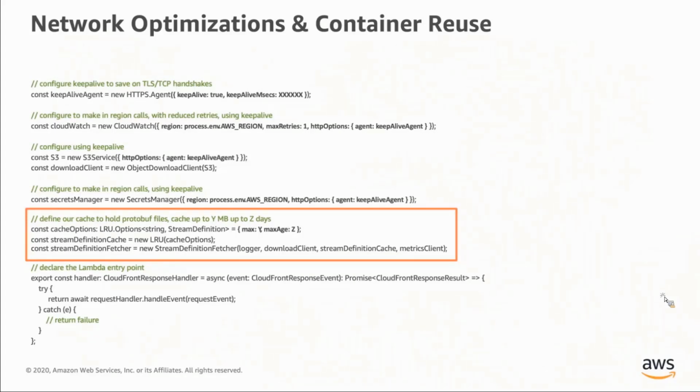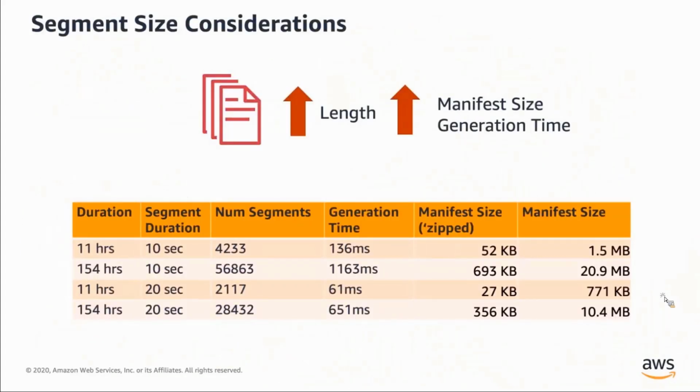Now, as we were working on our Lambda code and trying to optimize it, we observed another optimization that we could take advantage of. If you were to draw a comparison between the length of our content versus the manifest size, we saw that as the length of our content increased, so did the manifest size. And because the size of the manifest increased, the time to generate that also increased. But if you were to increase the segment size, not only does the manifest size go down, but the generation time goes down as well.